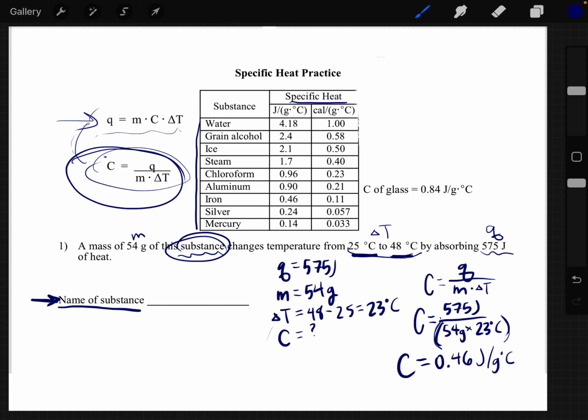So I'm going to go look for whoever has 0.46 joules per gram degrees Celsius. I'm not going to want to look on this side because that's calories per gram degrees Celsius. I'm going to want to look right here in this column because this has joules. I'm going to look for the number 0.46. Aha, right there. Who is that? That's iron. So the name of the substance would be iron.